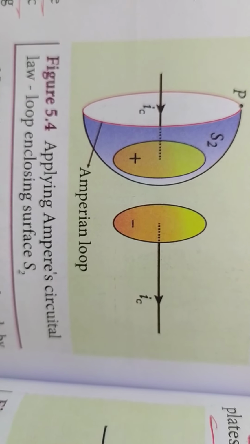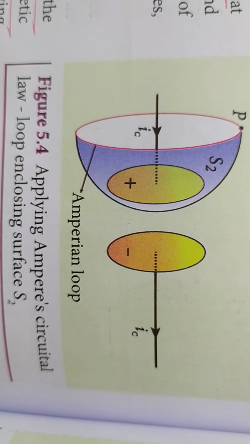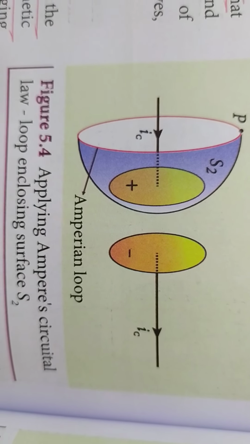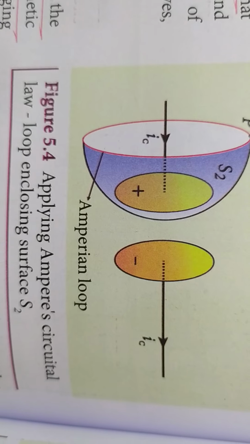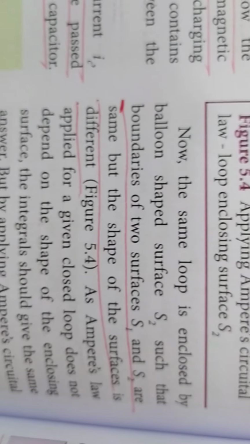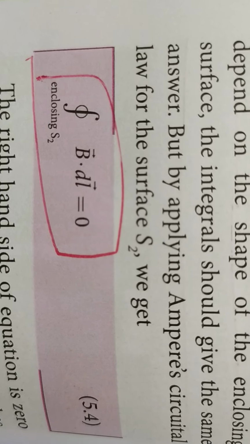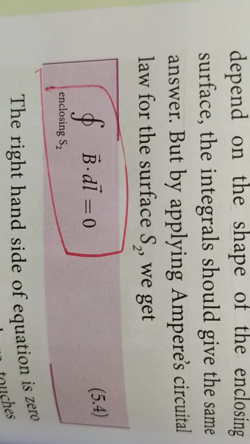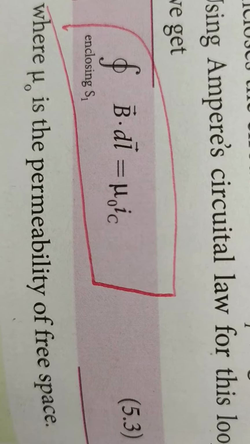And in this diagram we are considering another surface area S2, which is a balloon shaped one shown by the blue region. S1 and S2 have the same boundaries, only the shape is different, and this encloses the positive plate of the capacitor, and the conduction current is as usual flowing. So the Amperian loop does not depend upon the shape of the enclosing surface, so the left hand side will be the same. So integration enclosing S2 B vector dot dl vector is equal to 0. In this equation the left hand side remains the same, but the right hand side becomes 0.